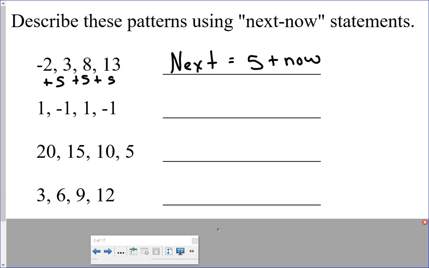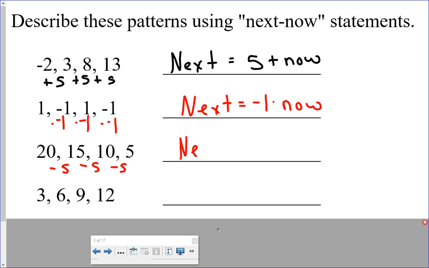The pattern on the next one is notice that they're multiplying by -1 to get to the next number. So 1 times -1 is -1. -1 times -1 is 1, and so on. So we would say the next number is -1 times the now number. And then the third pattern here is they're subtracting 5. And so we would say the next number is equal to the now number minus 5.